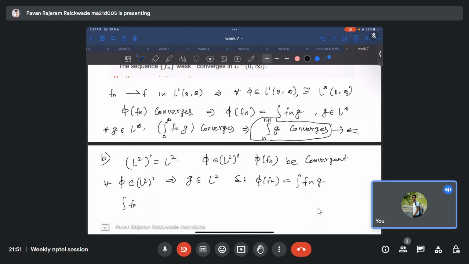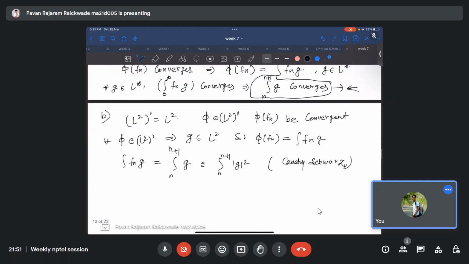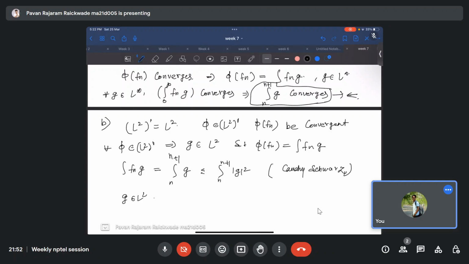So what is the integral of fn g for g belonging to L2? This is the integral from n to n+1 of g. But this is less than or equal to the integral from n to n+1 of modulus of g squared, by Cauchy-Schwarz. Since g belongs to L2, the integral from 0 to infinity of mod g squared is finite. Hence this quantity should go to 0, like the tail of a sequence. That means fn converges weakly to 0 in L2(0, infinity). I hope that's clear.